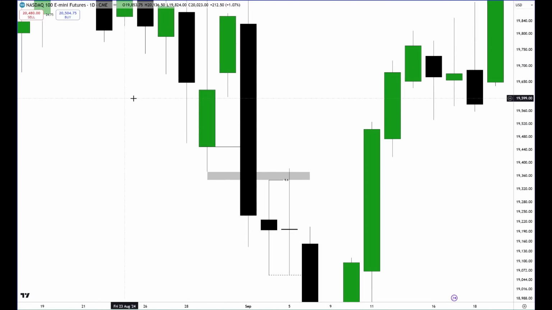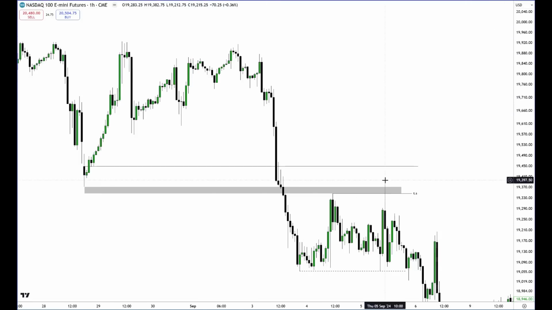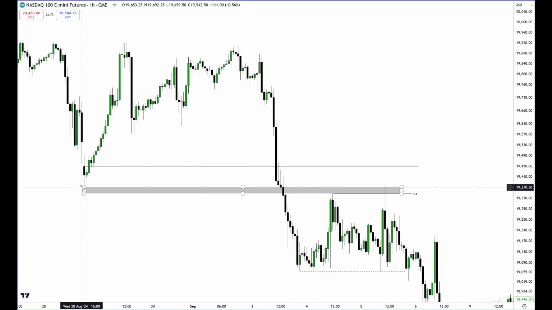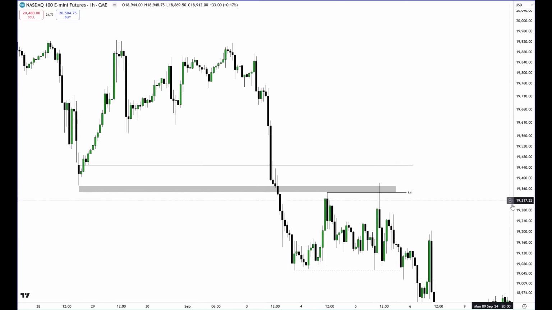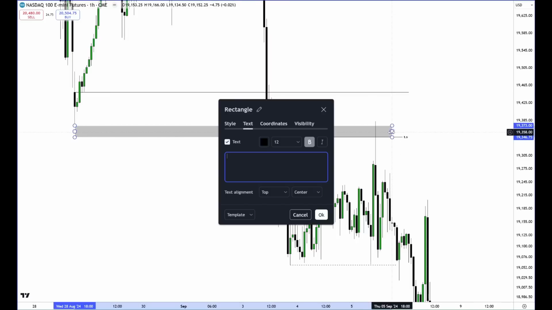What happened on the lower time frame? Let's take a look at the hourly chart. This right here is the hourly chart. This is the gap I showed you on the daily chart, from the low of the order block to the low of the SIBI. This is the fair value gap.